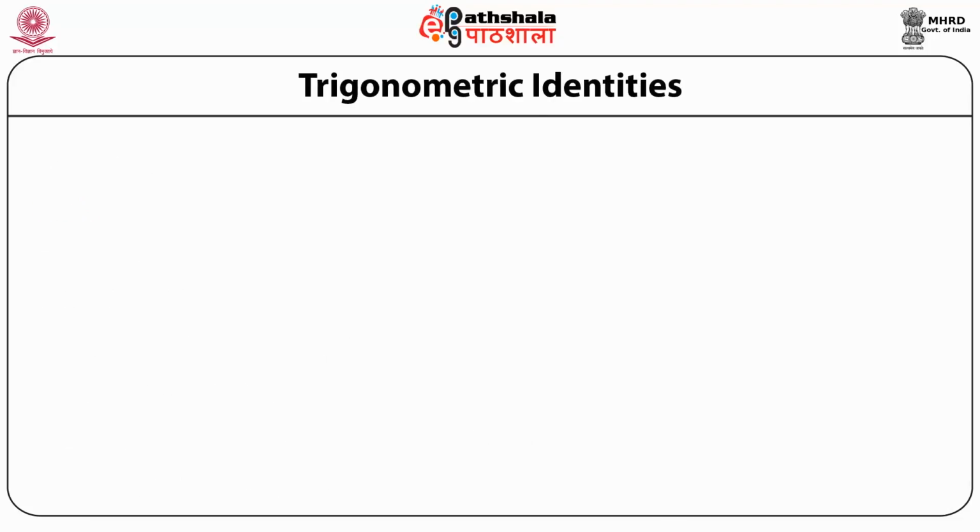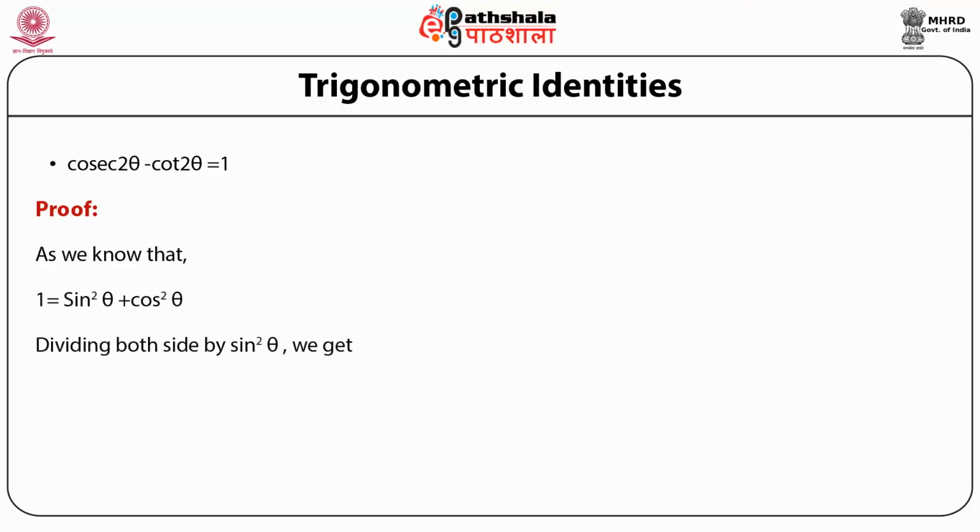The third important identity is cosecant squared theta minus cot squared theta is equal to 1. Proof. Similarly, we will start with 1 is equal to sine squared theta plus cos squared theta. Now, instead of dividing it by cos squared theta, we are going to divide it by sine squared theta. So, when you divide it by sine squared theta, we get 1 over sine squared theta is equal to 1 plus cos squared by sine squared theta.